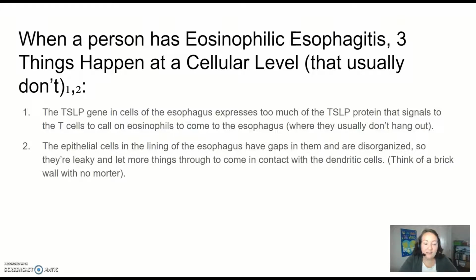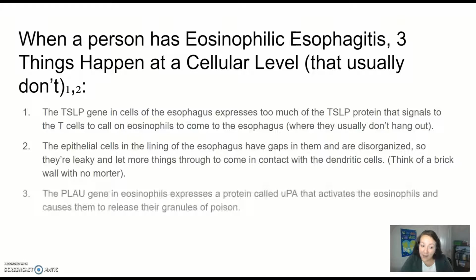Second thing is those epithelial cells in the lining of the esophagus have gaps in them, and they're disorganized. So they're not in nice, neat rows anymore, and they are leaky and let more things come through. And so what happens is they allow more things that you're eating to come in contact with dendritic cells. So those dendritic cells then can ring the alarm to say, hey, these things are intruders, and set off your body's immune alarm on one hand, and on the other hand, it's also letting in those eosinophils who don't normally go there. But because there's leaks and gaps, there's now room for the eosinophils to come through and kind of weave their way in between the cells of the esophagus.